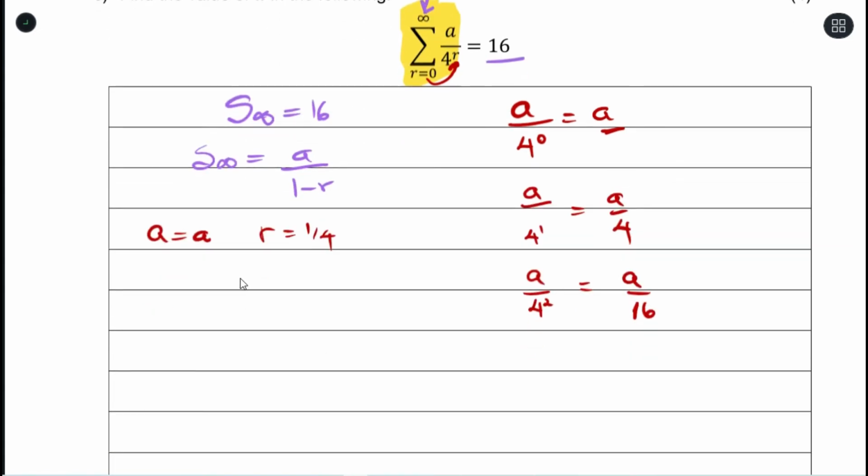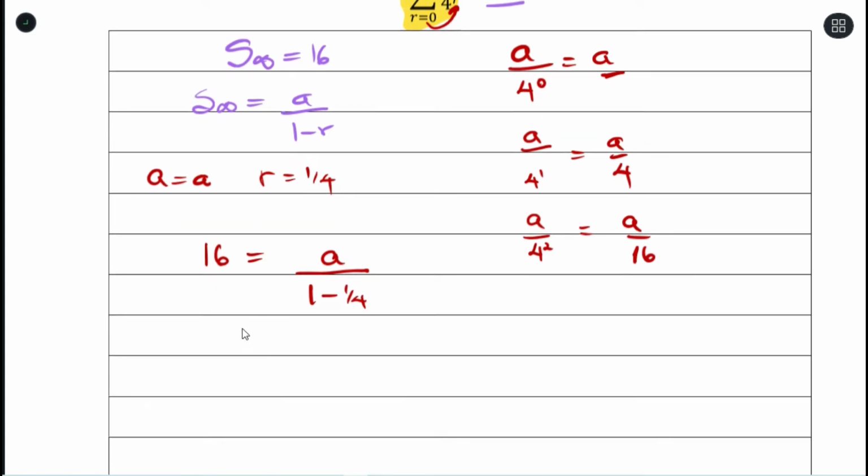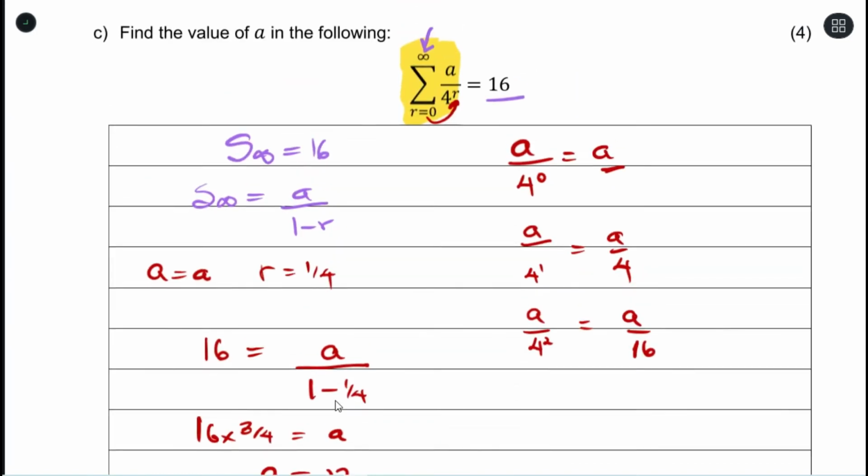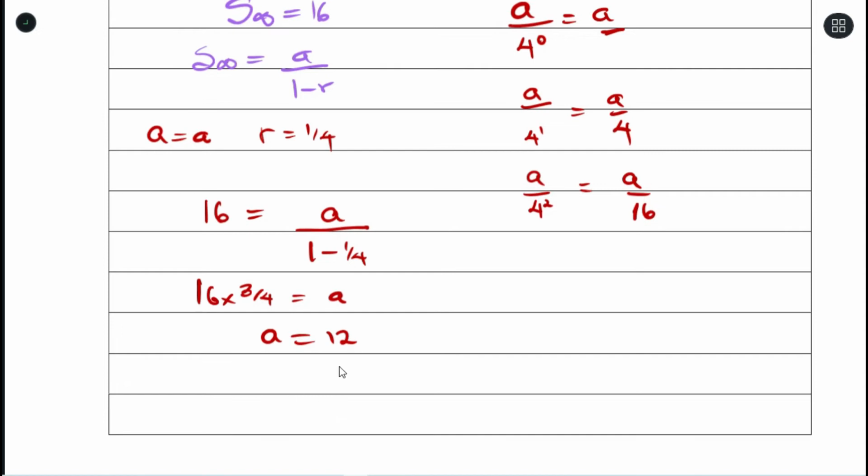So all we need to do now is substitute this into the sum to infinity formula. The sum to infinity is 16, and this is equal to a over 1 minus 1 over 4. Simplifying this a bit, this gives 16 times 3 over 4 is equal to a. So therefore, a is equal to 12. Yeah, there you go. The answer that we have here is a equals 12. That's all we needed to do, and that is it.